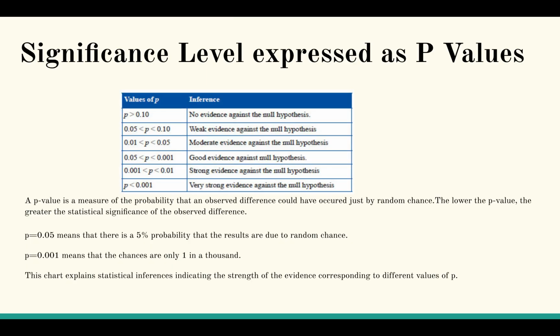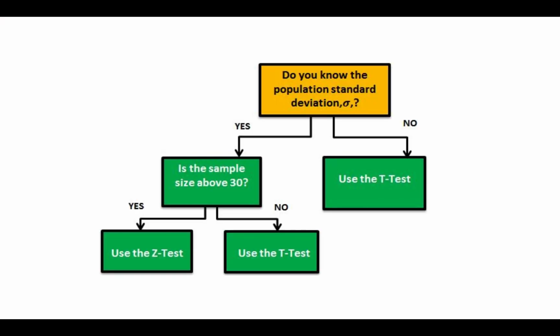Significance level expressed as p-values. This chart explains statistical inferences indicating the strength of the evidence corresponding to different values of p. A p-value is a measure of probability that an observed difference could have occurred by random chance. The lower the p-value, the greater the statistical significance of the observed difference. P equals 0.05 means that there is a 5% probability. P equals 0.001 means that the chances are only 1 in 1,000.